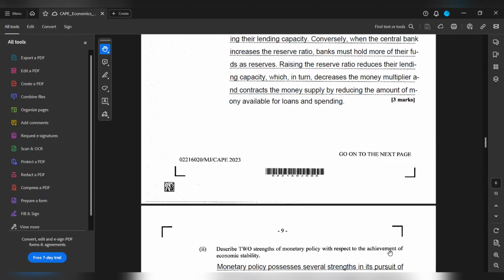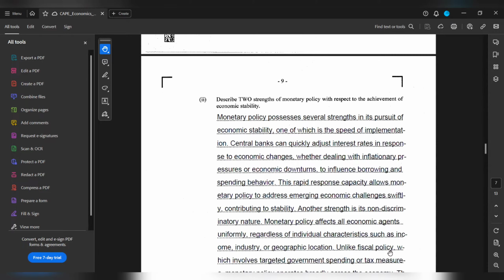Part 2, discuss two strengths of monetary policy with respect to the achievement of economic stability. Monetary policy possesses several strengths in its pursuit of economic stability, one of which is the speed of implementation. Central banks can quickly adjust interest rates in response to economic changes, whether dealing with inflationary pressures or economic downturns, to influence borrowing and spending behavior.